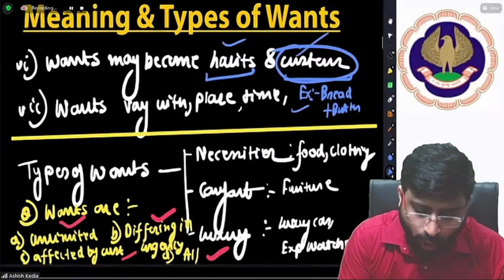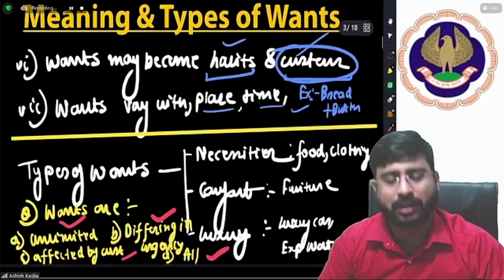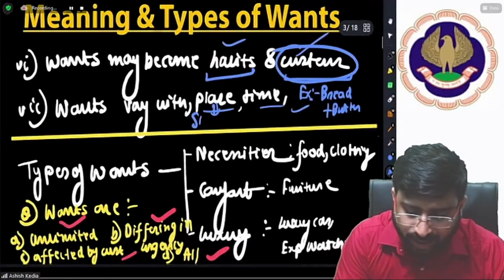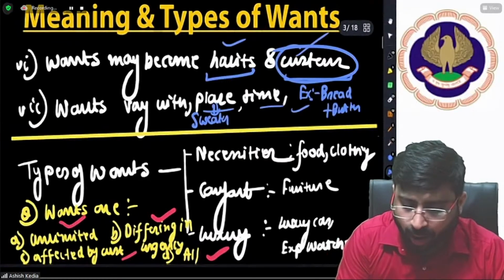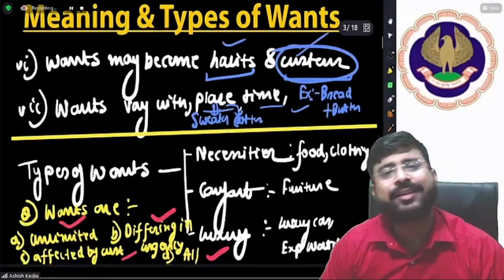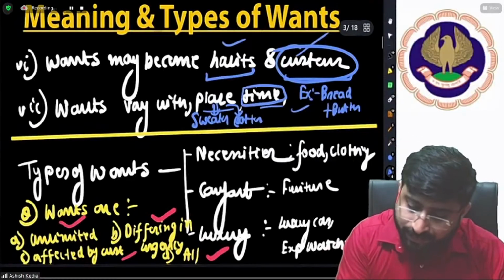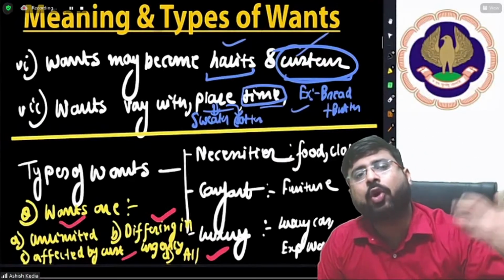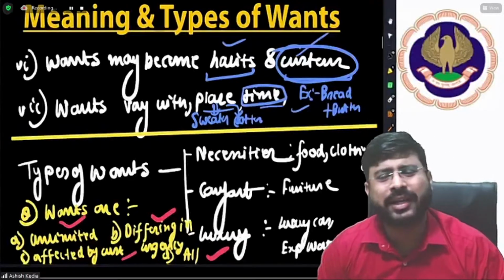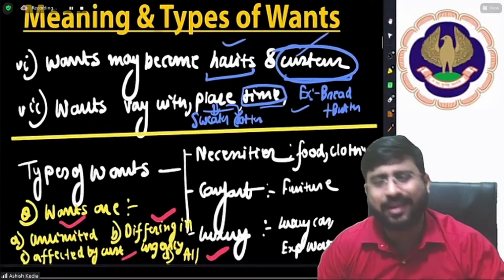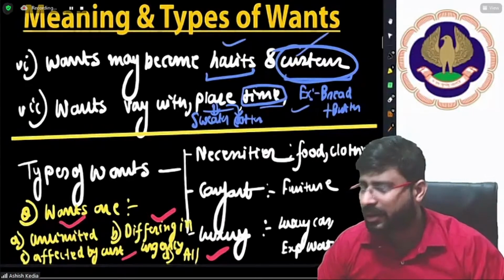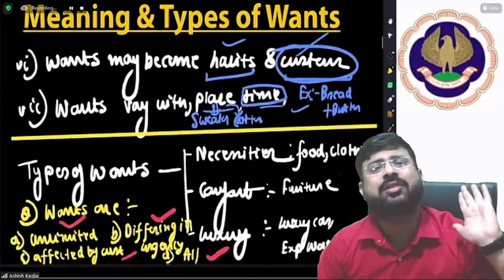And finally, wants vary with place, time, etc. So obviously, if you are in a cold country, your want for sweaters will rise. But if you are in a hot country, your want for plain cotton clothes will rise. Then with time, obviously, when we were kids, our wants were different. As we have grown up, our wants are different. So that is what they are trying to say. So this point is very simple. A mere reading will help you remember all the points, sir. Right? Mere revision is enough.